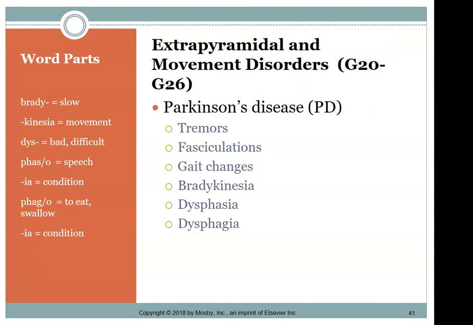Extrapyramidal and movement disorders, G20 through G26. Parkinson's disease, or PD, is a progressive neurodegenerative disease characterized by tremors, vascularizations, slow shuffling gait, bradykinesia, which is slow movement, and dysphagia. Its cause is unknown. The word parts: brady is slow, kinesia equals movement, dys is bad or difficult, phasia equals speech, ia is condition, phago to eat or swallow, and ia is condition.